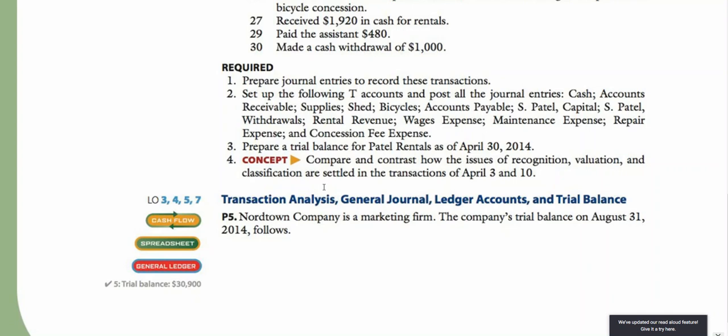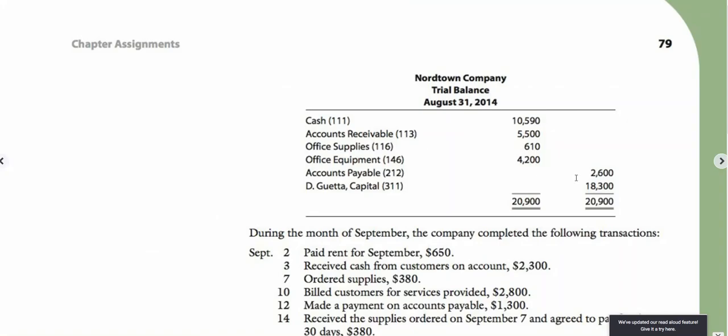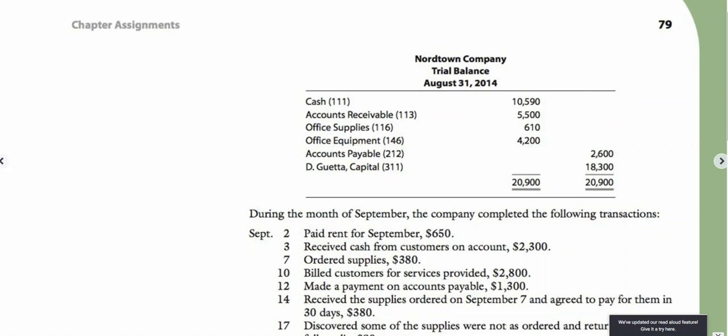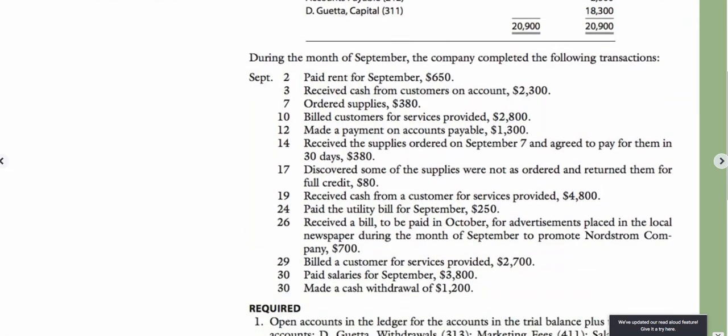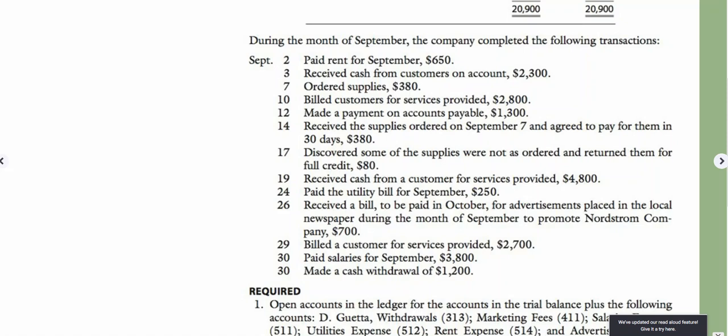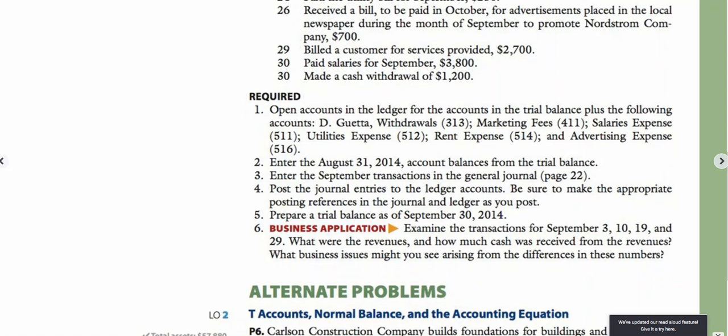And it reads, Nordtown Company is a marketing firm. The company's trial balance on August 31st is as follows. So we turn the page and here's the trial balance. Then we have some transactions that took place. During the month of September, the company completed the following transactions. We have September the 2nd, 3rd, 4th, all the way down to the last day of the month. And so here are the requirements.